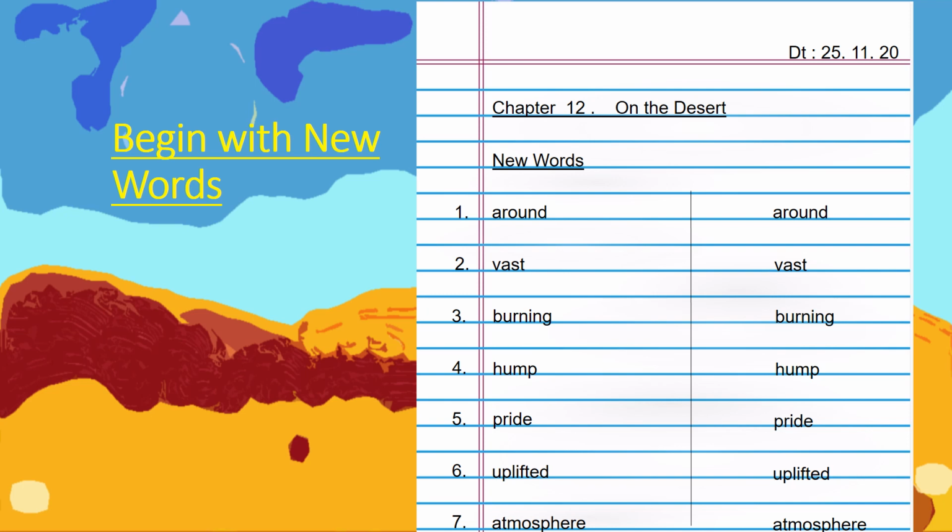The first word is around. The second word is vast. The third word is burning. The fourth word is hump. The fifth word is pride. The sixth word is uplifted. The seventh word is atmosphere.